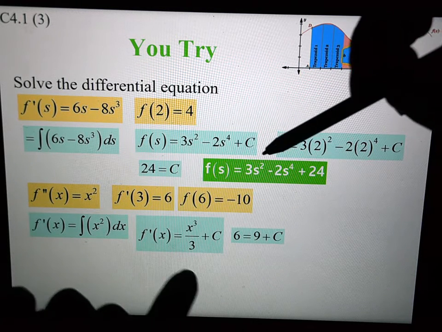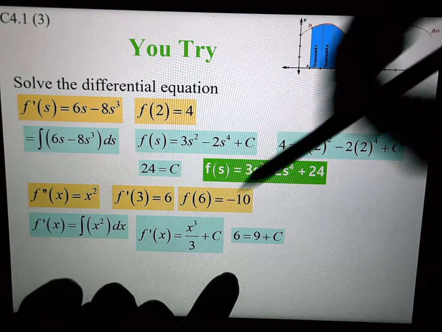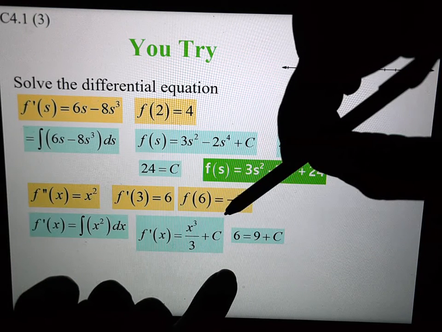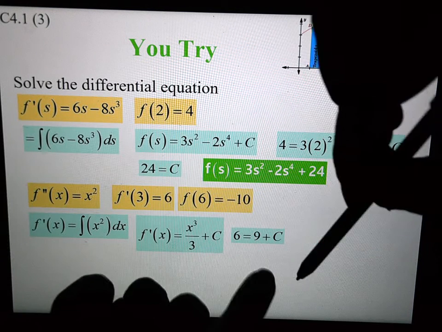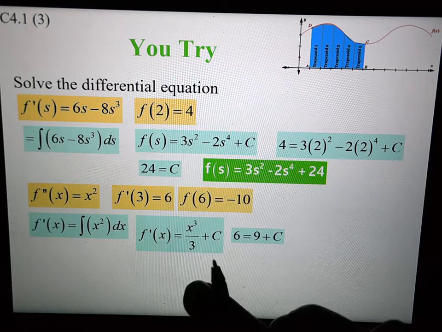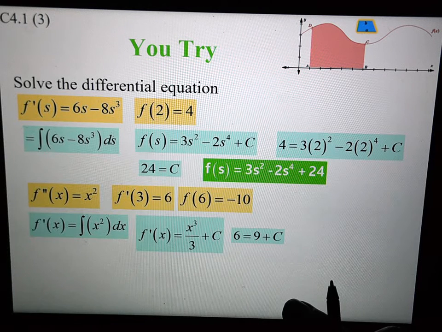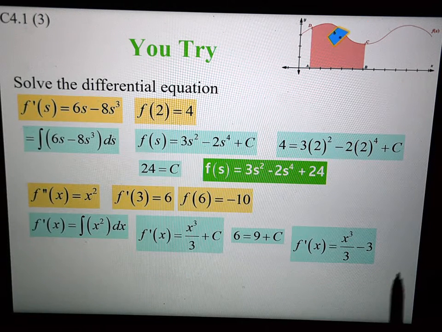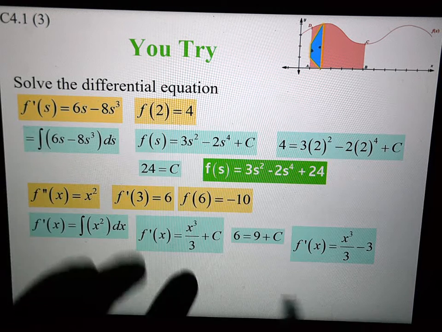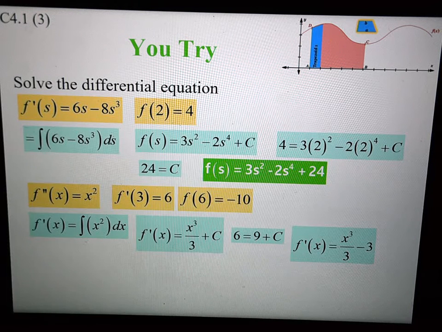Then I have this value when I plug 3 in, and I should get 6. I'm going to solve for that. 6 equals 3 times 3 times 3 is 27, divided by 3 is 9. Subtract, so I know c on this particular equation is negative 3. Now, there is a different c for f double prime. Don't assume they're the same thing.